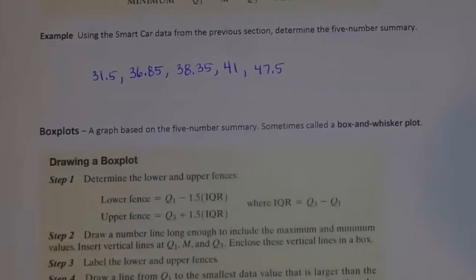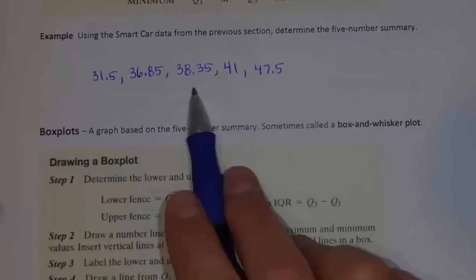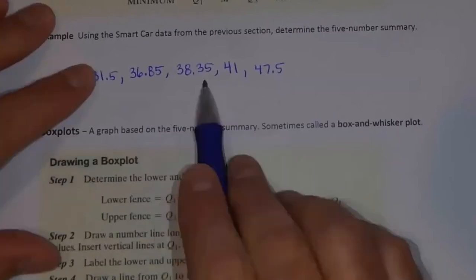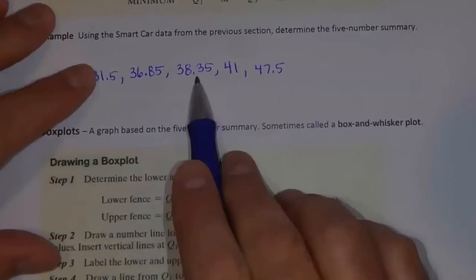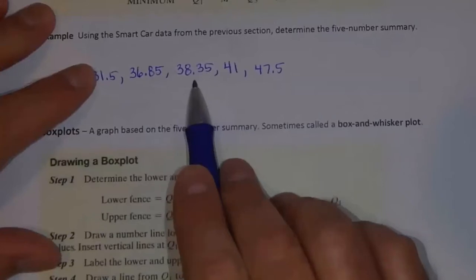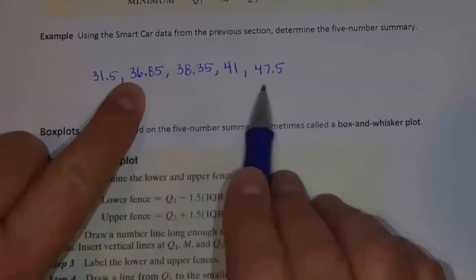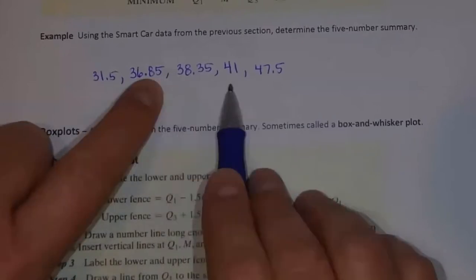Well, so what? What's the 5-number summary? What's it do for us? Well, the 5-number summary gives us an idea of both the center and the dispersion of the data. Keep in mind the 38.35, that is the median, that's the middle value. And then I can see how the data is dispersed around that center.